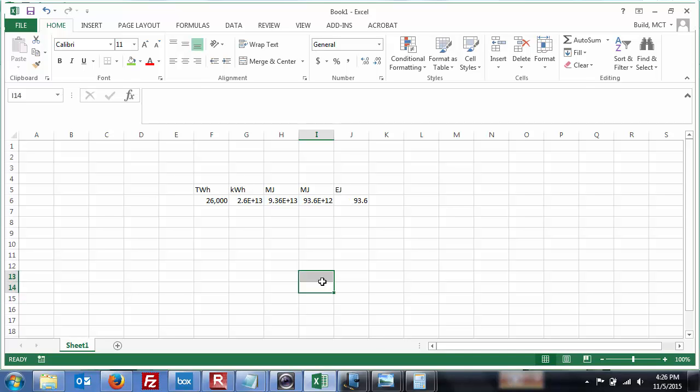So, again, to remind us where we are, looking at page 343, table 7.3, what we're seeing is that the world demand for electricity by 2025 is 26,000 terawatt hours. We converted that to kilowatt hours, then to megajoules, then from scientific to engineering notation, and finally converted megajoules to exajoules. 93. So what that says is that of our 500 exajoule budget, about 20% of it is electricity.